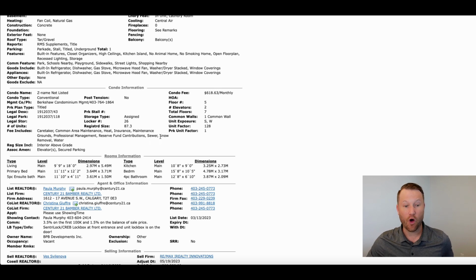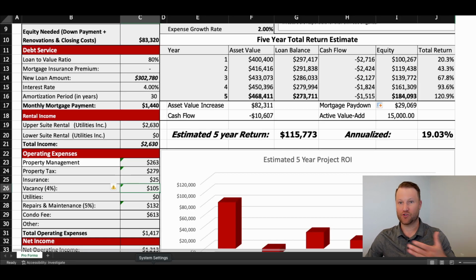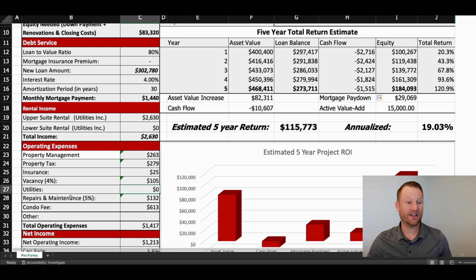It also includes water and sewer, snow removal. All that stuff is included in that condo fee. But what that means then is that there's no utilities expense that I need to take on as a landlord, because the electricity can be signed up for by the tenant, and they can pay for whatever they're using. Okay, so we're going to keep utilities out of it. Repairs and maintenance at 5%. That's probably a little more than we really need, but let's just be conservative with that.